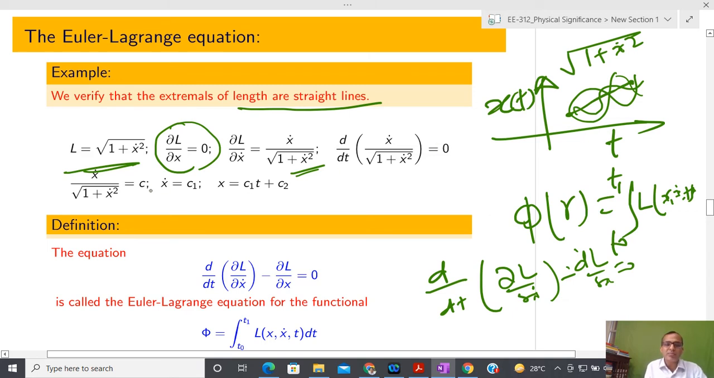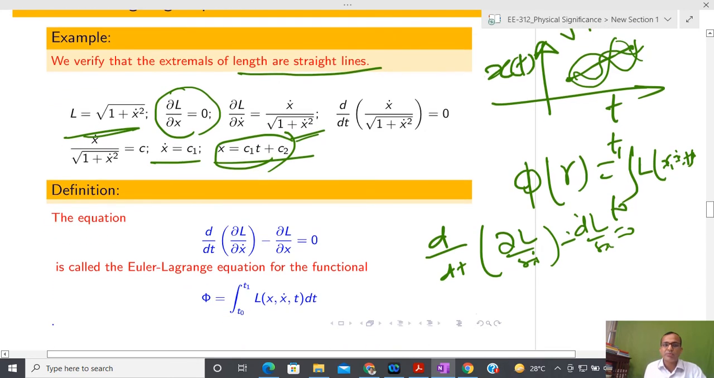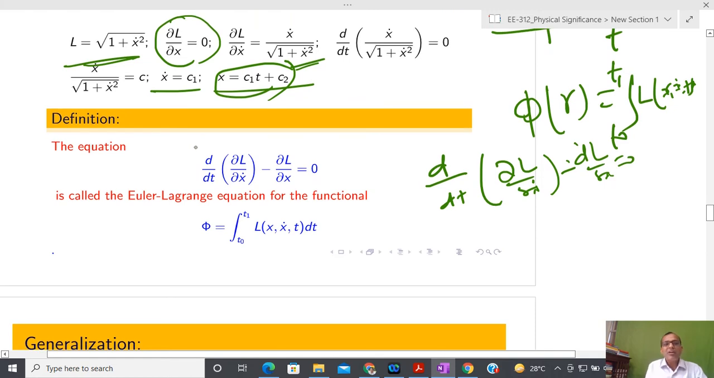Due to that reason some constant comes into the picture, and it is possible to show that x dot is only c1, and if you see x, then that becomes c1 and c2. So this is a straight line. So the extremal curve that joins two points in a two-dimensional plane is a straight line. In this way you can show it. Now, what is the name of this equation?